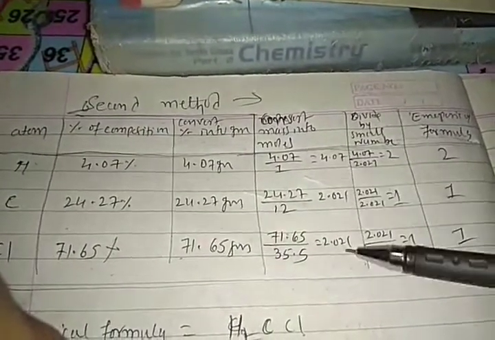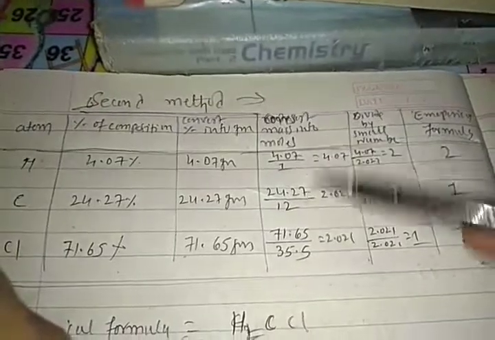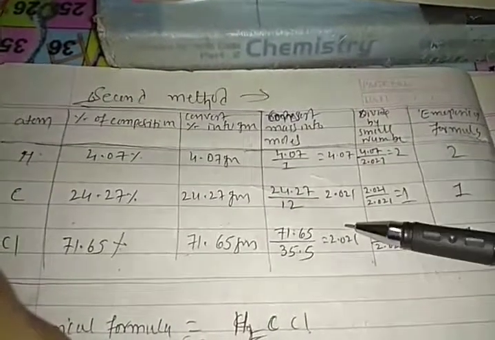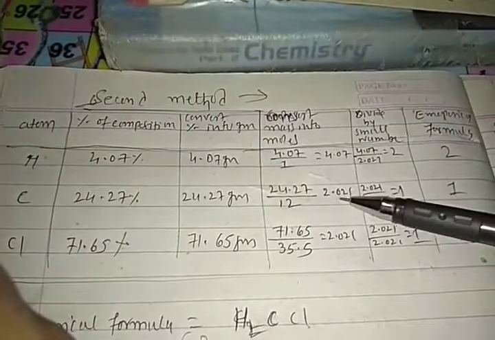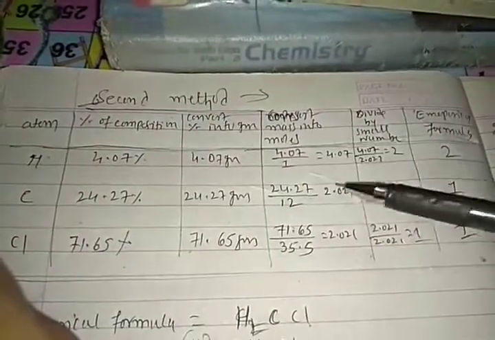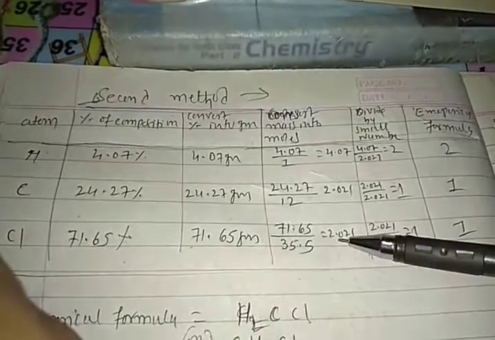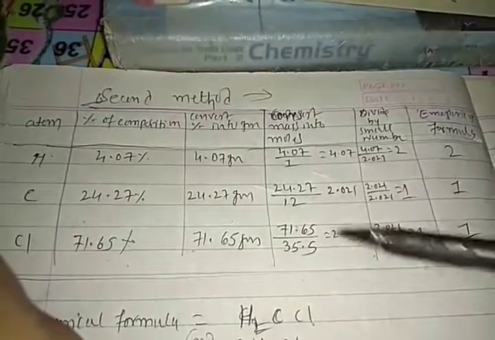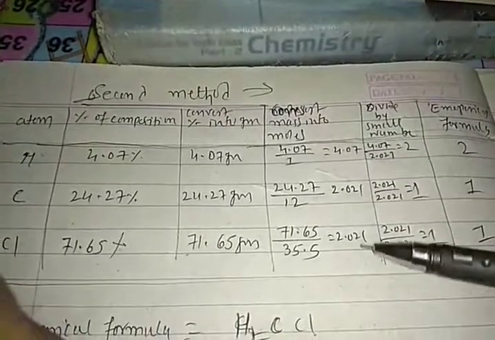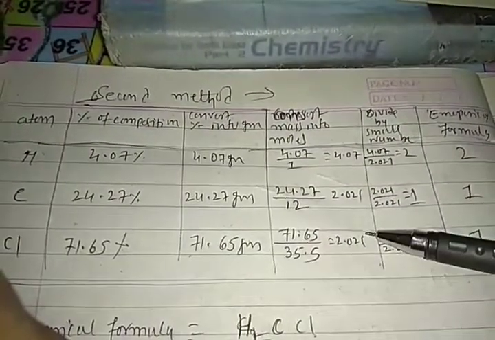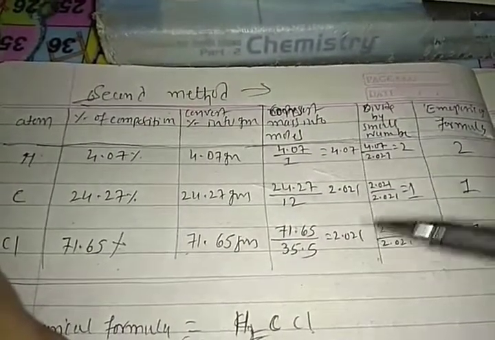Whatever these values are, all are fraction values. This fraction value we convert into a whole number. Right, students? Whatever these values are, 4.07, 2.021, 2.021, all of these are fraction values. All the fraction values are converted into whole numbers by dividing by the smallest number. So the two smallest values are divided into all these three.